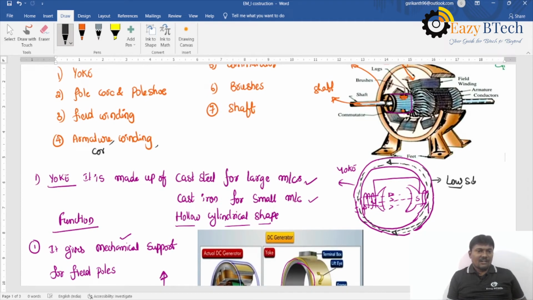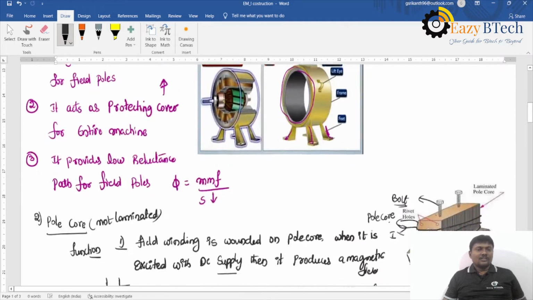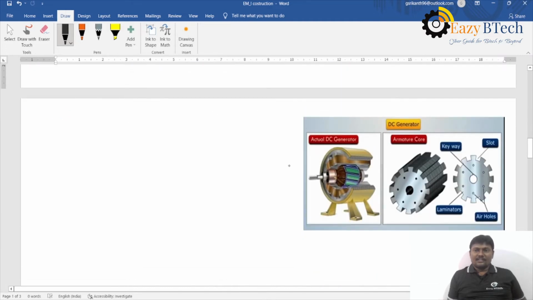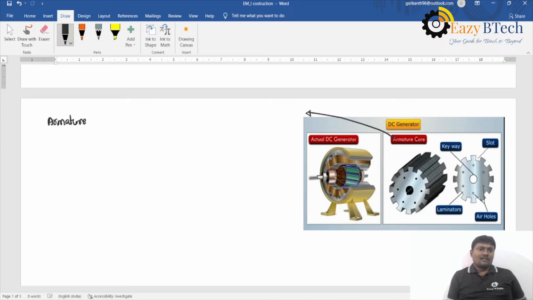One more major part is there. In this armature, we have an armature core and armature winding. So the third part is called the armature core. This one is the armature core.